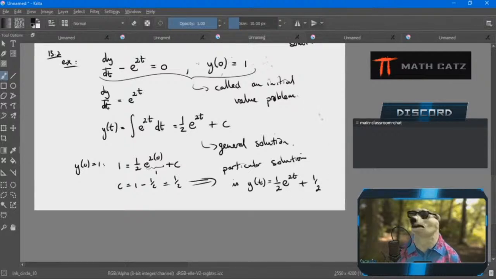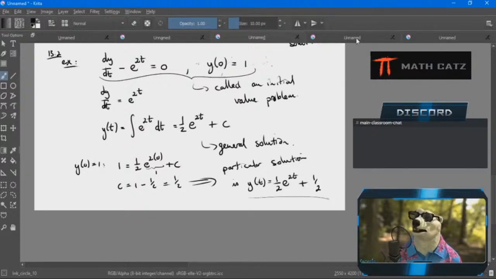This is a solution to the initial value problem, which has the differential equation giving me my general solution and some extra information, which is just a point. It can be at 0, can be anywhere else, doesn't matter, allowing me to find the particular solution.